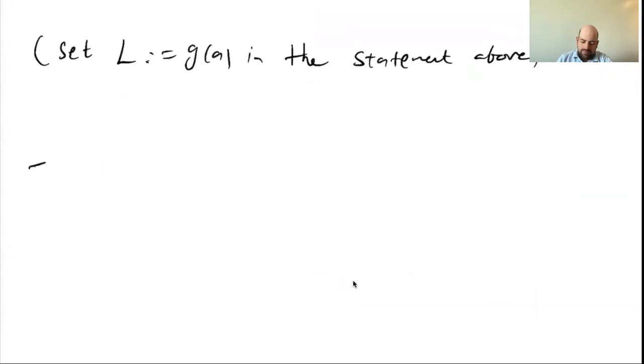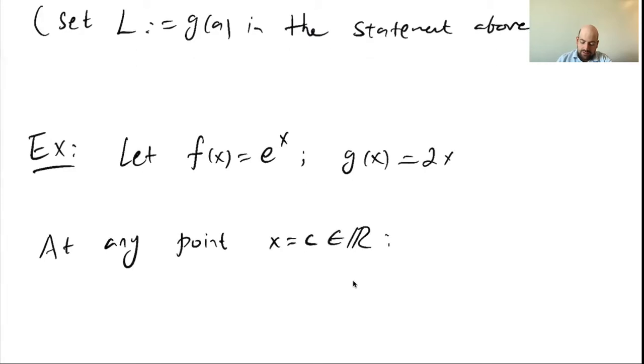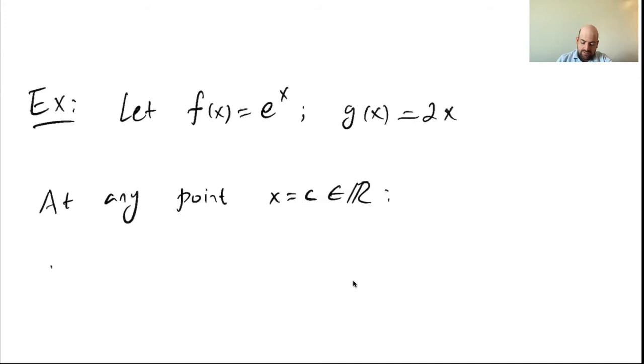So let's look at an example first. Let f of x equals e to the x and g of x equals 2x. f is continuous everywhere. For g, first of all, let me say at any point x equals c in R, g of x is continuous.